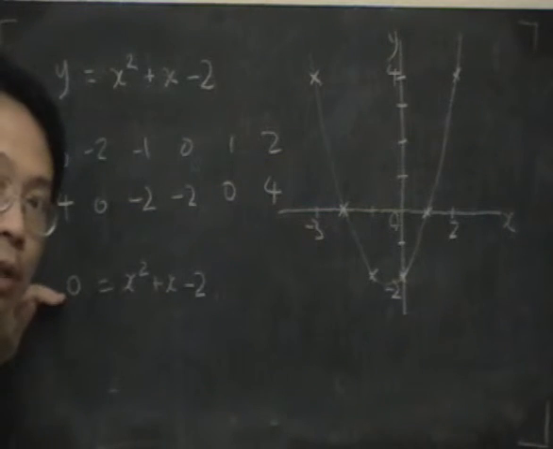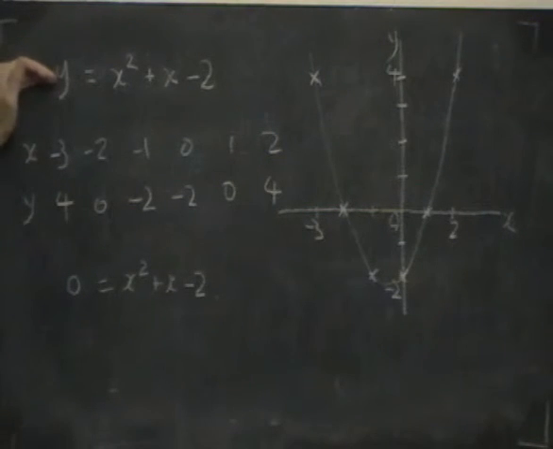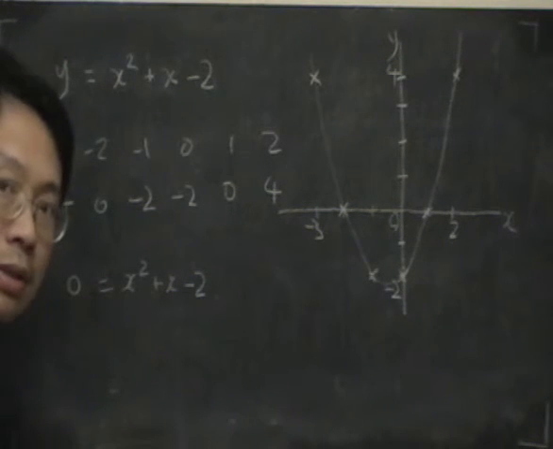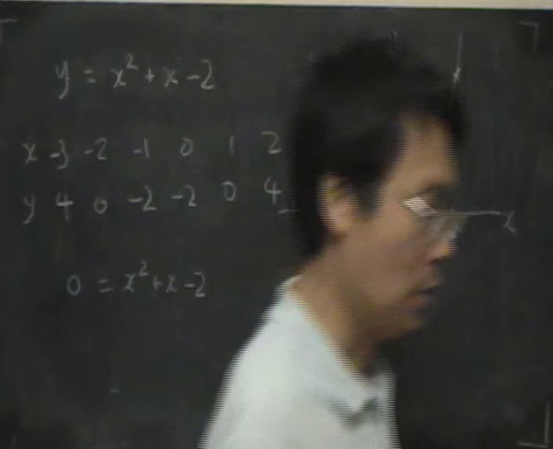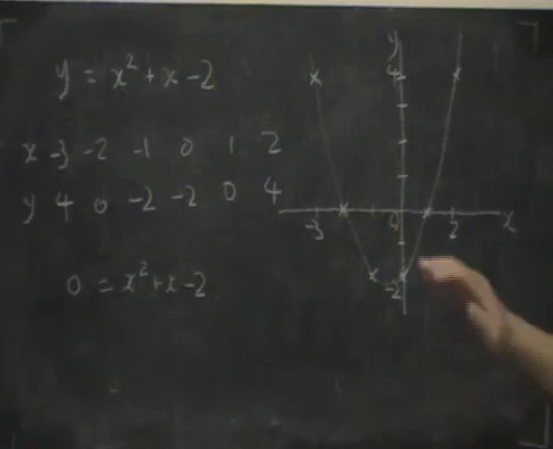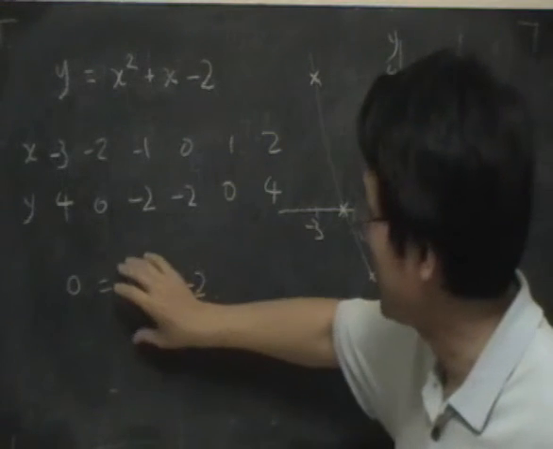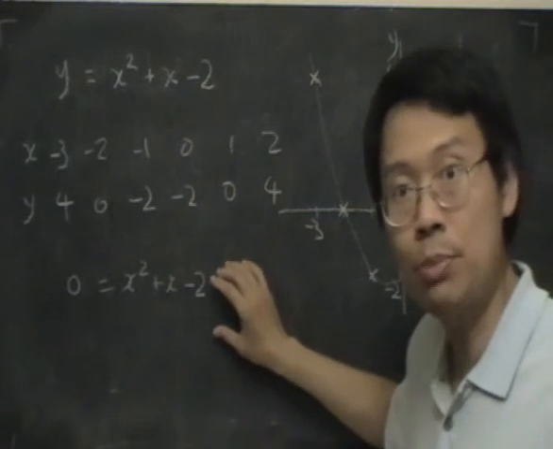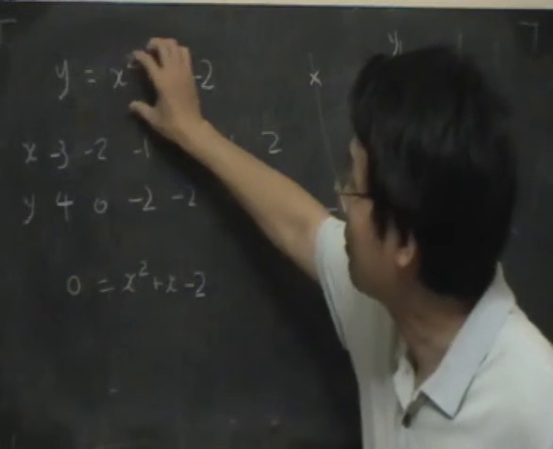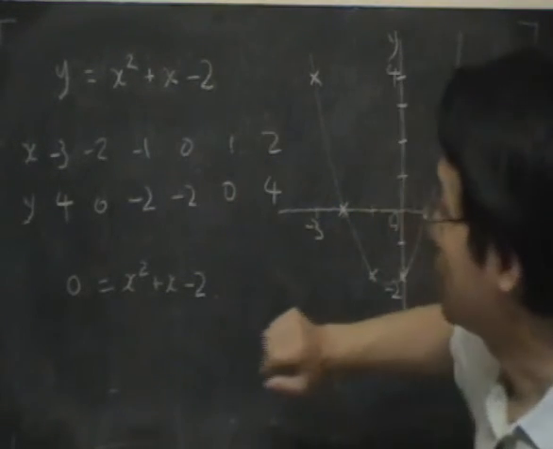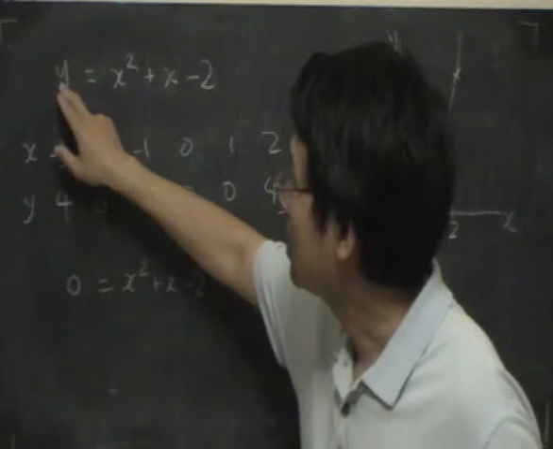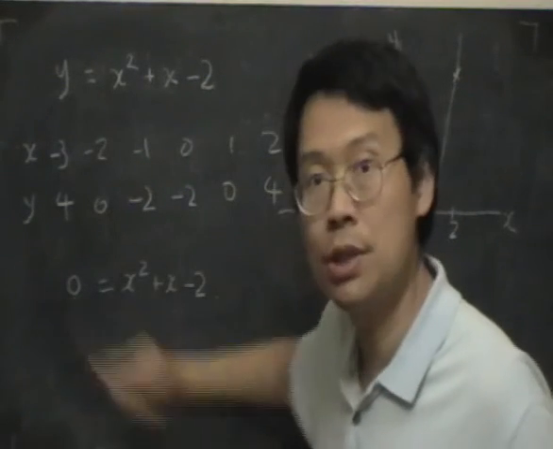Compare this equation with that equation. This one has just x, there is no y. Now that one has x and y. If you look at the right hand side of these two equations, they look exactly the same. You have x squared plus x minus 2, and you have x squared plus x minus 2. The difference is that instead of the y, we now have 0.